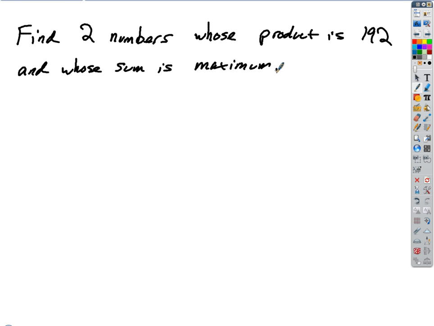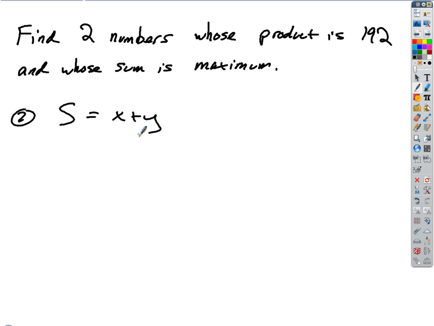Okay, what about that? Find two numbers whose product is 192 and whose sum is maximum. You can't really draw a picture for this one. So step one doesn't do much for us here. Our numbers we'll just call x and y. So we jump to step two. What's our primary equation? What is it that we're trying to maximize? The sum. So step two, we'll call it S for sum, is what? x plus y.